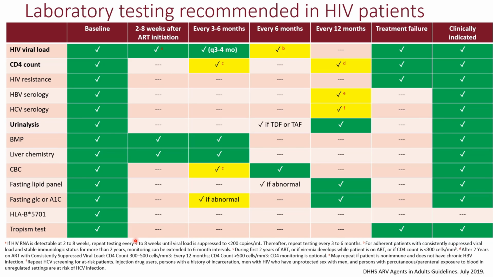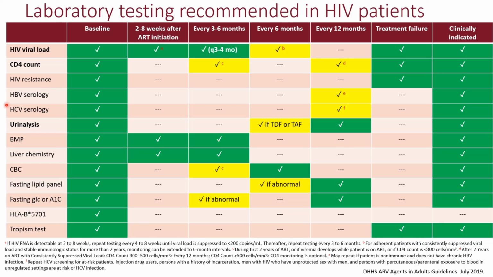Let's take a look at monitoring parameters for HIV. So you can see, green means that you basically need to get this laboratory parameter for everyone. And yellow means that for some patients, you also may need to do that. So at baseline, before we actually start ART, we need to check a viral load, CD4 count. We also need to check HIV resistance to make sure the regimens that we choose initially are actually working, because there's a possibility that the patient can get a resistant strain from somebody else.